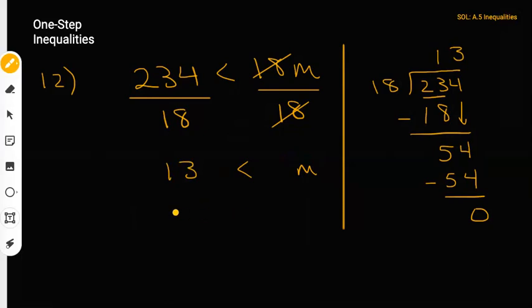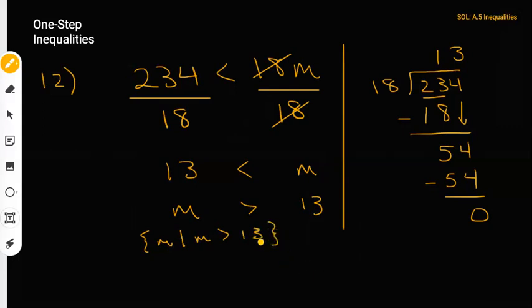I can also flip this around. Let's say m is on the left side and 13 is on the right side. I would have to point at the 13, so I need to point at the 13 right here. So the inequality sign is going to flip to being a greater than. So m has to be greater than 13. I can do my solution set. All real numbers m such that m is greater than 13.